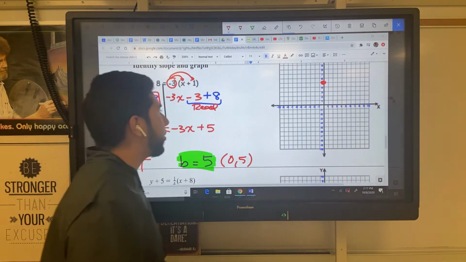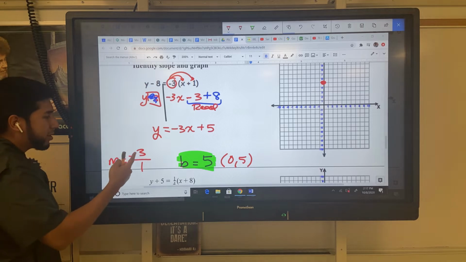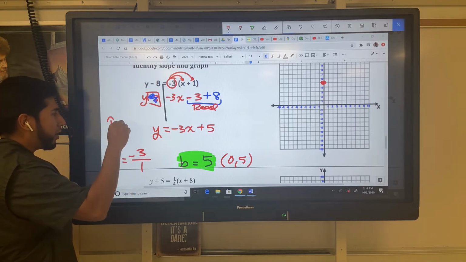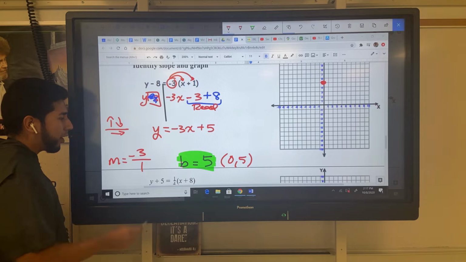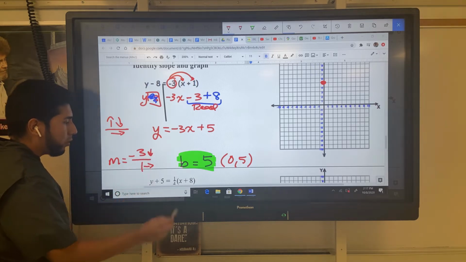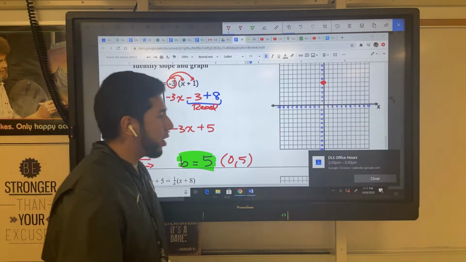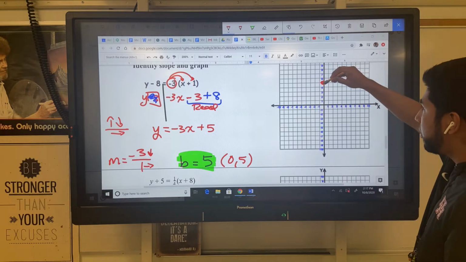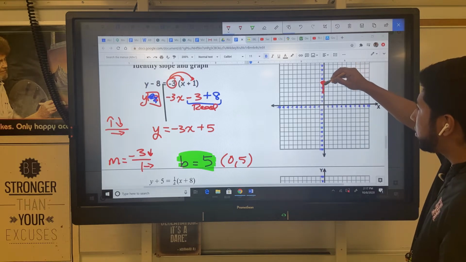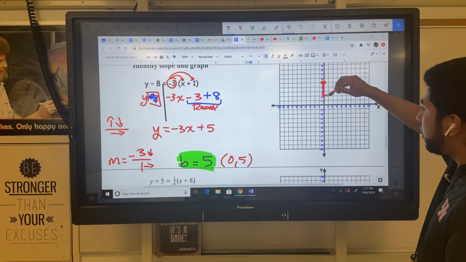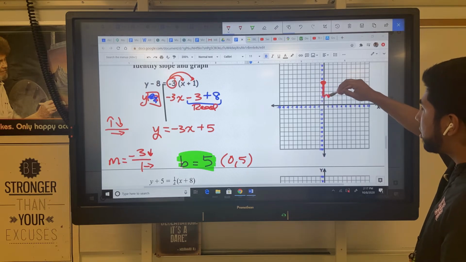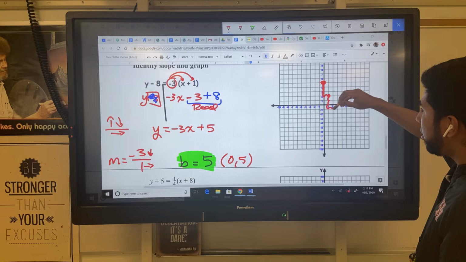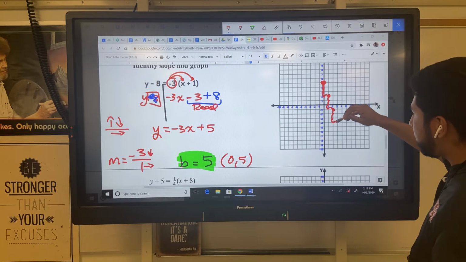Nice, big, beautiful point. After that, I look at my slope. This is a -3, so from the up and down over to the right, don't forget negative tells me to go down. Then we go one to the right. So from the point, I'm going down 3 and 1 over. So let's count. We got 1, 2, 3, 1 over. That's coordinate 1, 2. Boom. And you can do as many points as you can fit.